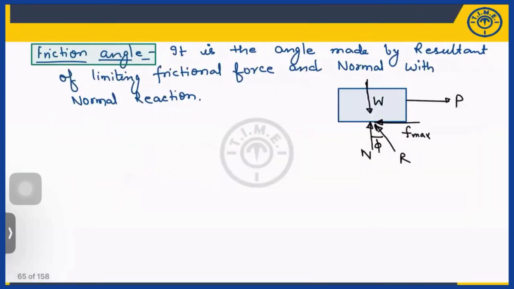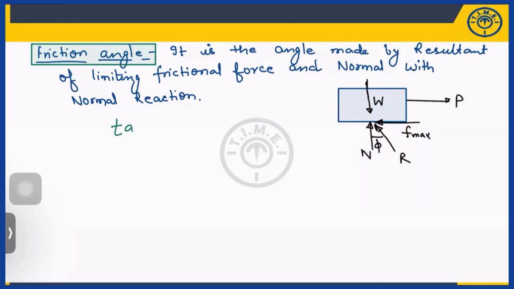Now, there is some important terminology. The first one is the friction angle. What do you mean by friction angle? For example, this is the block on which the force P is acting. W is the weight of this body. Since it is making contact with the surface, there will be a normal reaction. If this block is moving in this direction, the frictional force will act in this direction. That means the frictional force and the normal reaction have a resultant force, this one. So the friction angle is the angle made by the resultant of the frictional force and the normal reaction with the normal, or with the vertical.